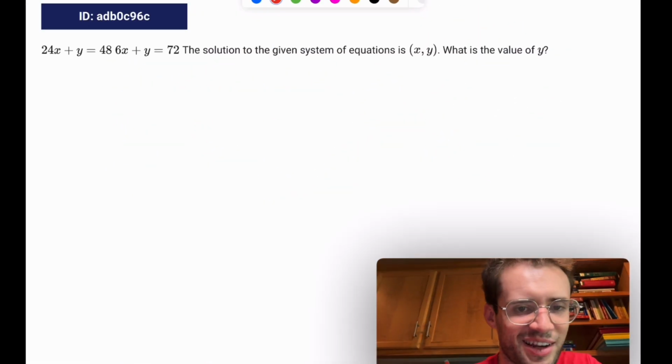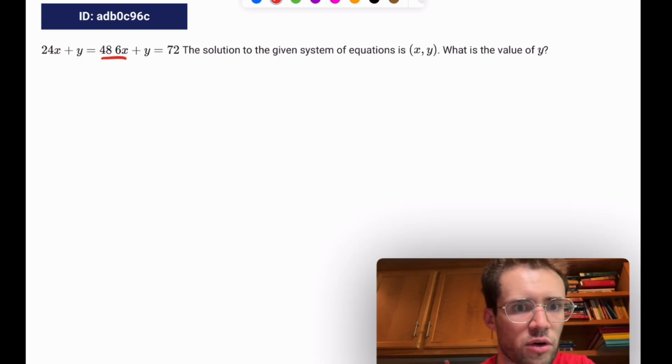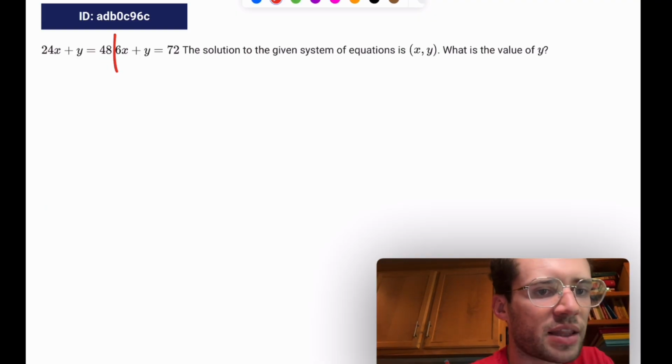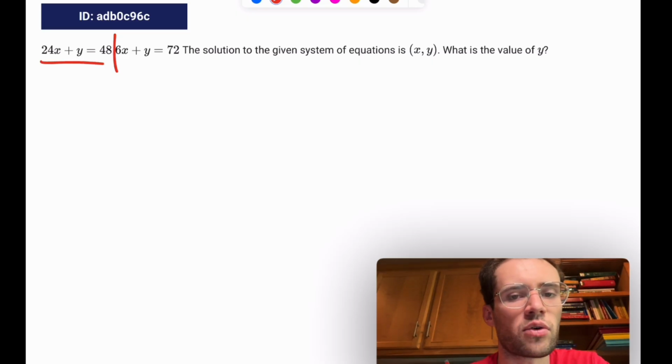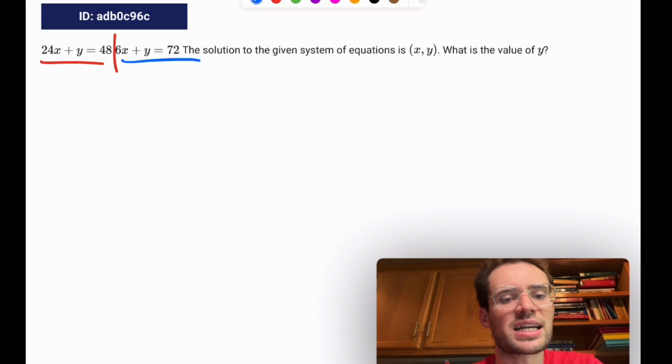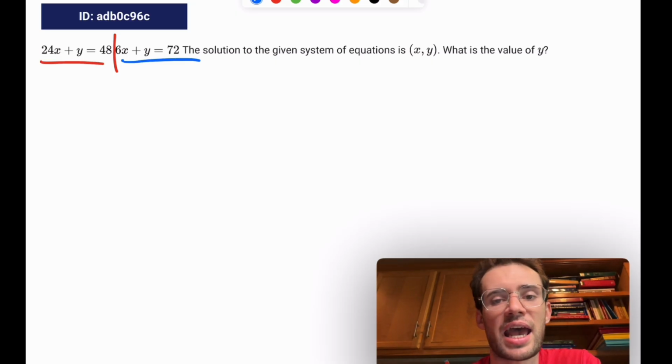All right, here we have another system of equations. This one is a little bit nicer because clearly, this is not how you would write 486x. So you can see that that's where those two are separated. We have 24x plus y equals 48 for one equation, and 6x plus y equals 72 for the other equation. The solution to the given system of equations is x comma y. What is the value of y?